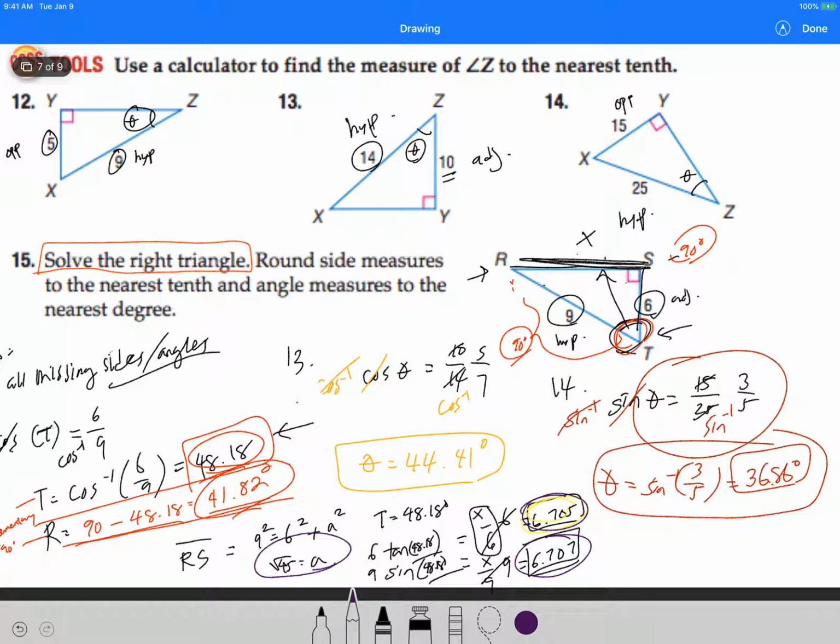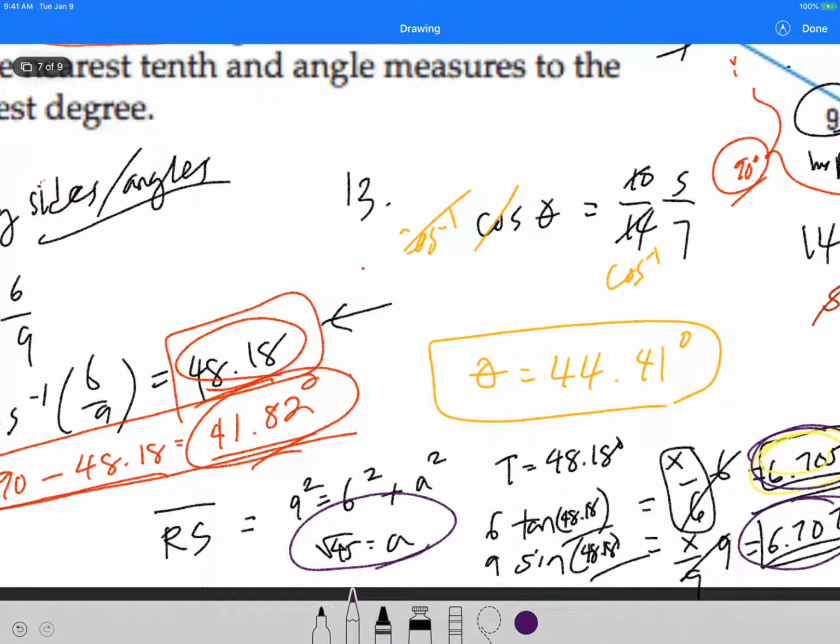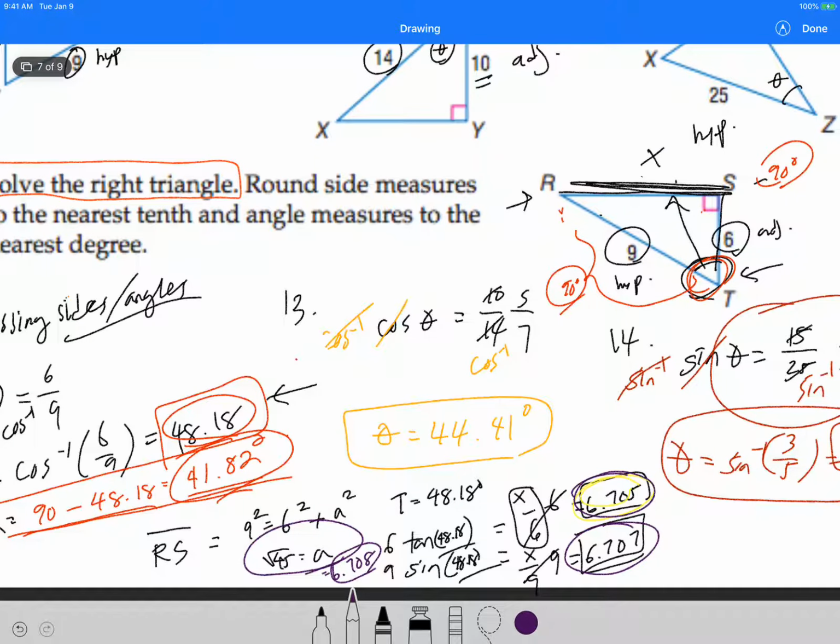Now what about the Pythagorean theorem that we used, where we got root 45? If you just put the square root of 45 into the calculator, what do you get? You get 6.708. Notice how all of these three answers are pretty much the same. So I'm just going to say my answer is 6.7 and be done with it.